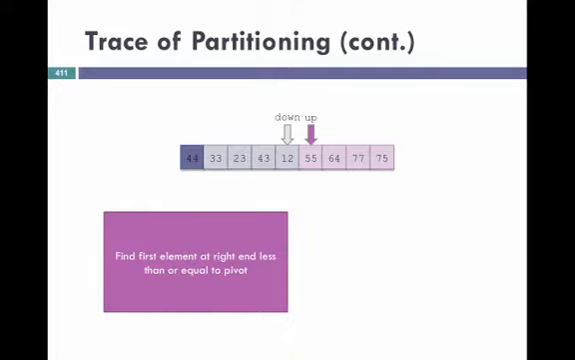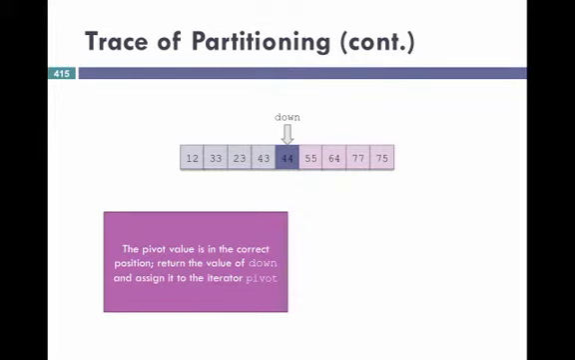So now we're done. So the first element at the right end that's less than or equal to the pivot will go. Since down has passed up, we don't exchange, and we exchange the pivot value with the value at down. So we'll swap 44 and 12, and now 44 is in its correct position.